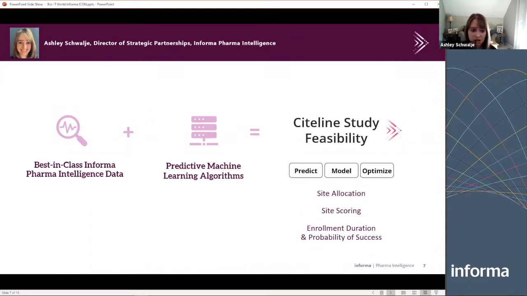So as with all of our product development initiatives at Informa, we sought extensive feedback from the industry on our development plans for this tool, including from ICON. So during these product development discussions and feedback sessions, the idea of a partnership was born. Next slide, please, Dora.